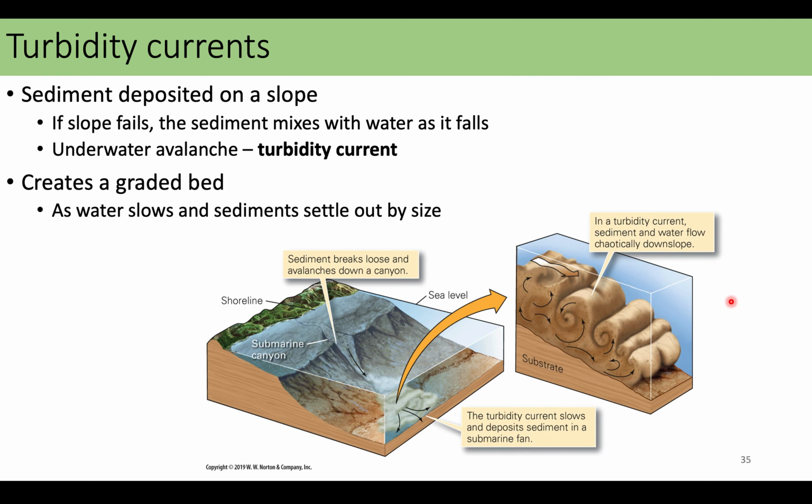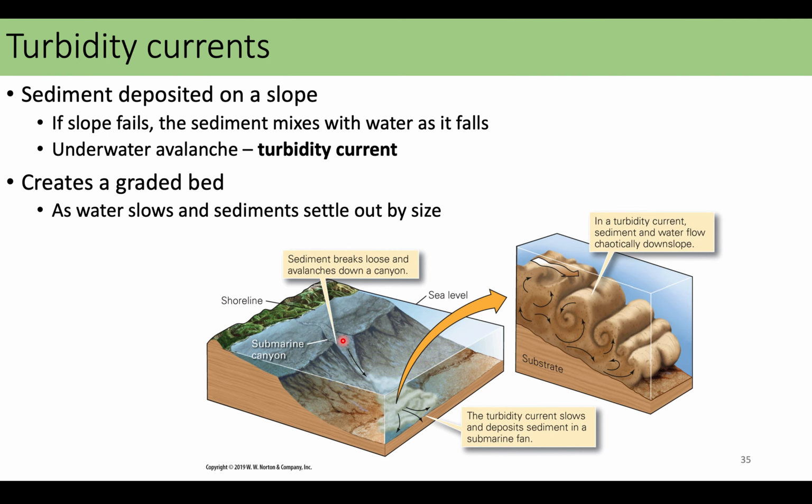So what can happen is that slope might fail. So the sediment might fall or avalanche down, for example, down this canyon under this body of water. As that sediment is falling down the slope, it's going to be mixing with water. It's going to create what we call an underwater avalanche or a turbidity current. So it's going to cause a lot of motion of that sediment of various sizes with the water. So what happens here is we create what is called a graded bed.